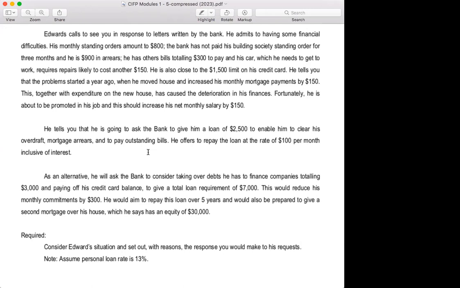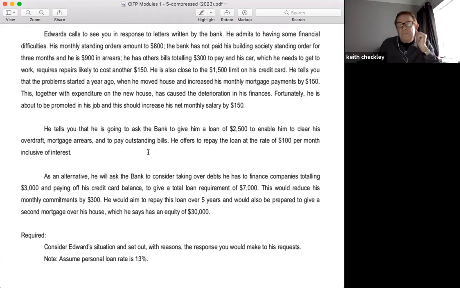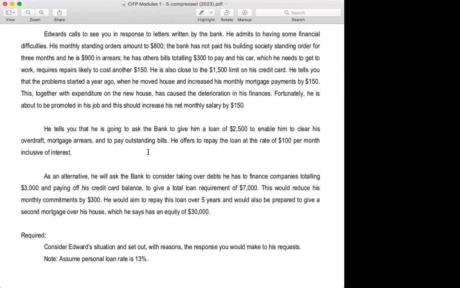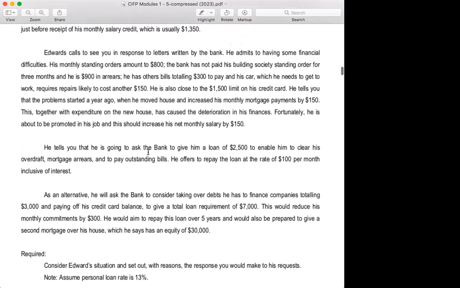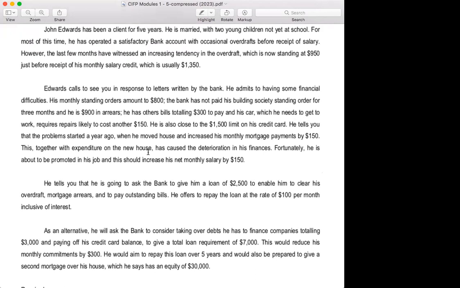So that's going to be a higher loan rate over a shorter term, and that's also depending on when his promotion will kick in, which will give him additional funds to be able to service that loan. I noticed in the breakdown of the case study, the bank has not paid his building society for the last 3 months, which means that there is a need there.